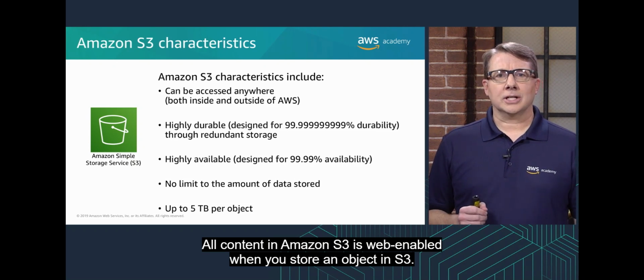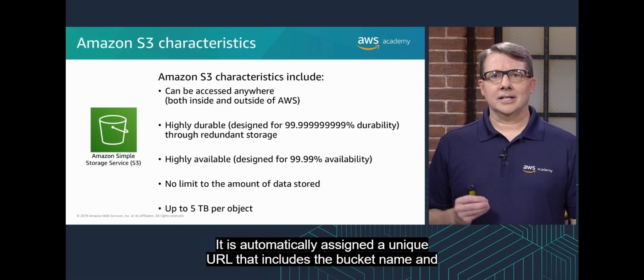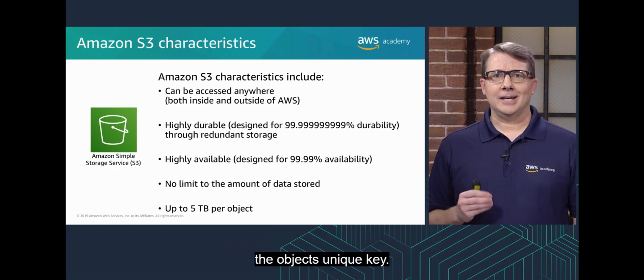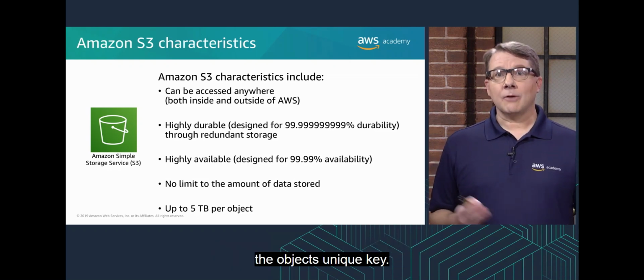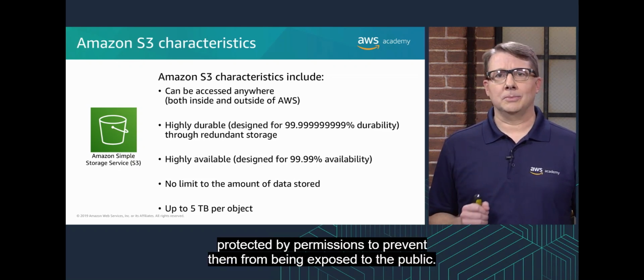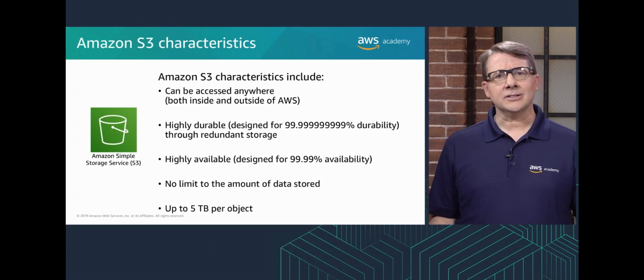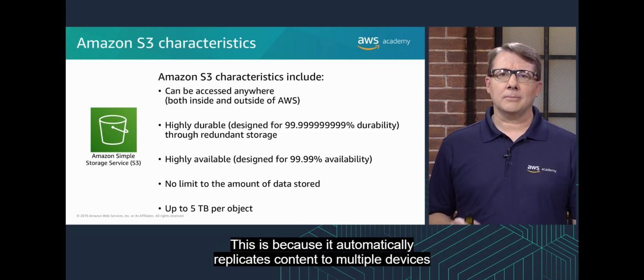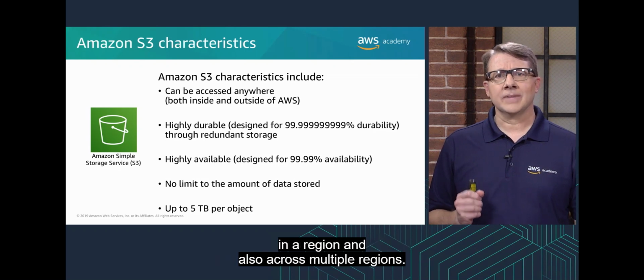When you store an object in S3, it is automatically assigned a unique URL that includes the bucket name and the object's unique key. However, by default, all objects are private and protected by permissions to prevent them from being exposed to the public. S3 is also designed to be durable and highly available. This is because it automatically replicates content to multiple devices in a region, and also across multiple regions.